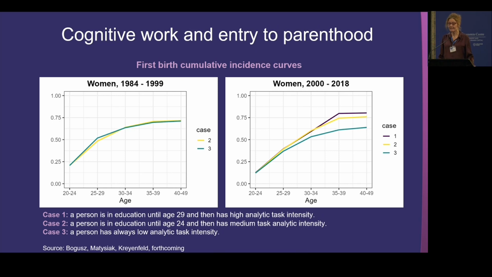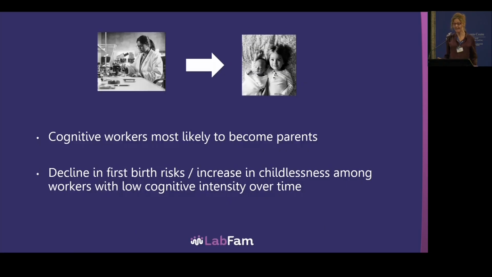We can see that actually in the later period, it is the women who do highly cognitive jobs and jobs of medium cognitive intensity who are more likely to become mothers by the end of their reproductive lives, and least likely to become childless. So clearly, we observe a difference between these, let's say, two types of women, depending on the jobs that they do. Okay, so these are our findings, right?